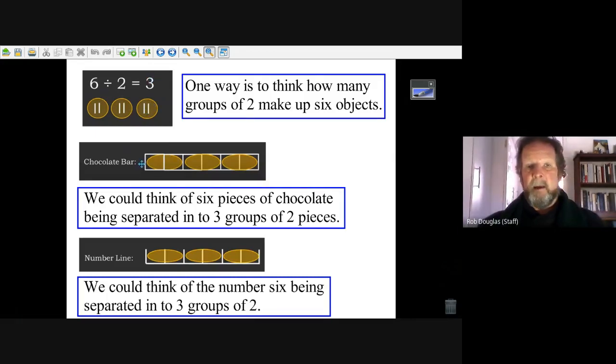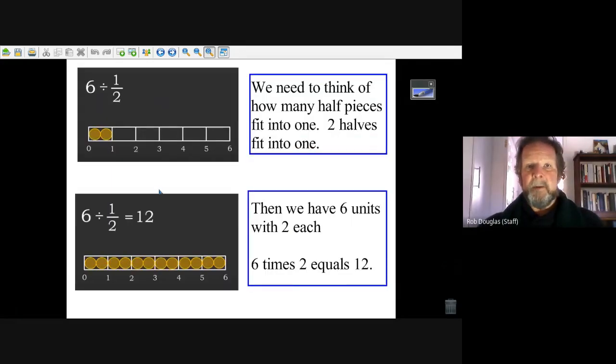If you have 6 pieces of chocolate, you'd break it into groups of 2. Even if you had a number line from 1 to 6, you can see it breaks into groups of 2 there. You could think of the number 6 being separated into 3 groups of 2. Sort of works, you see it on the number line. Okay, now let's take a look at this.